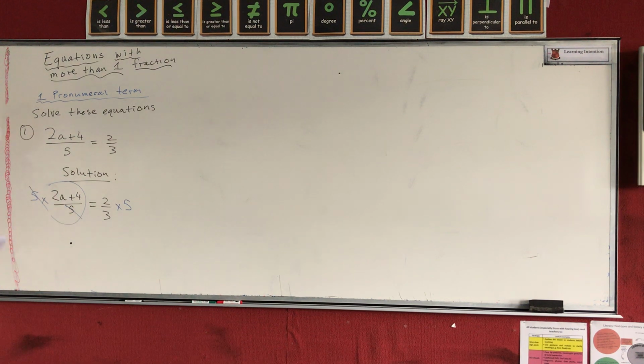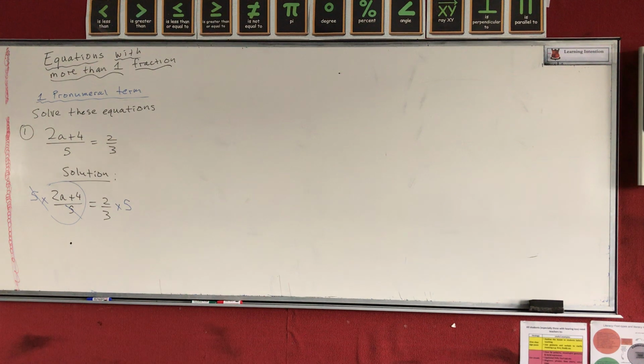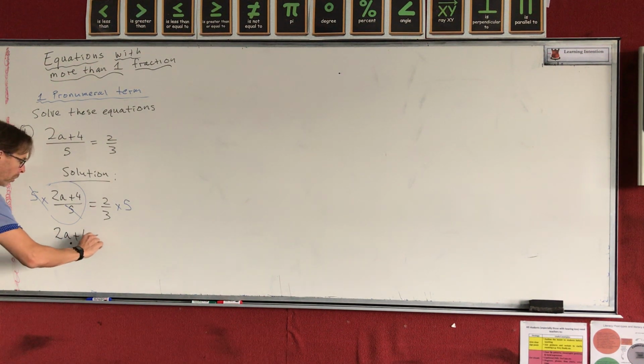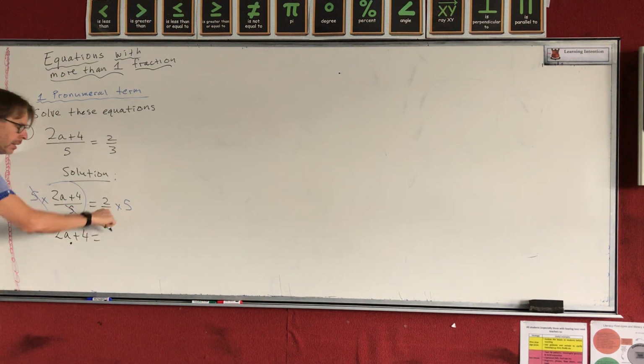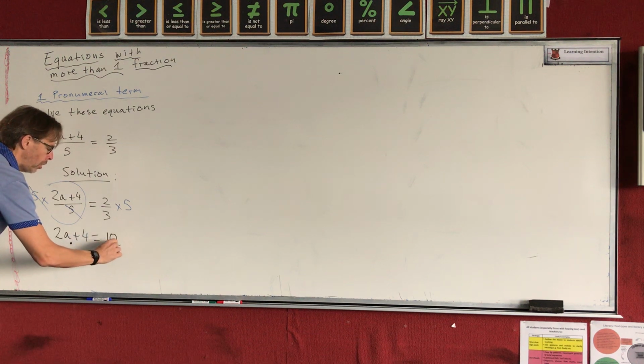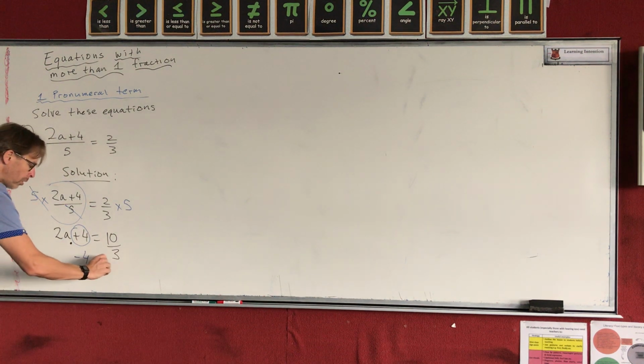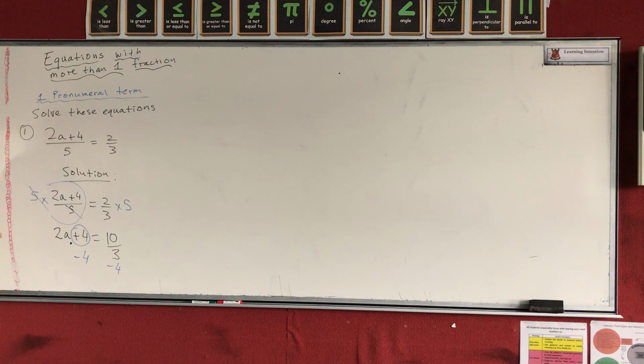Cancel the 5s. That gives you 2a plus 4 equals. Now put that into your calculator so you don't make arithmetic mistakes here. That will be 10 over 3. Okay. Now, I've got to get the pronumeral by itself. You notice the plus 4 is on its own, so you're going to get rid of that first. Minus 4, minus 4.